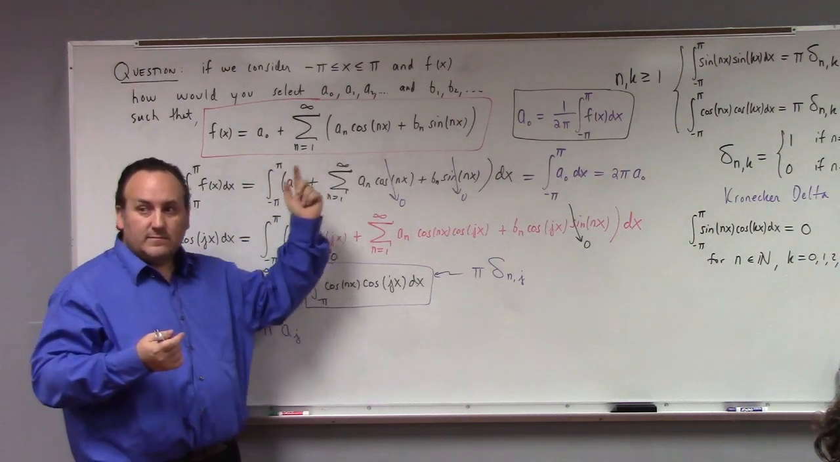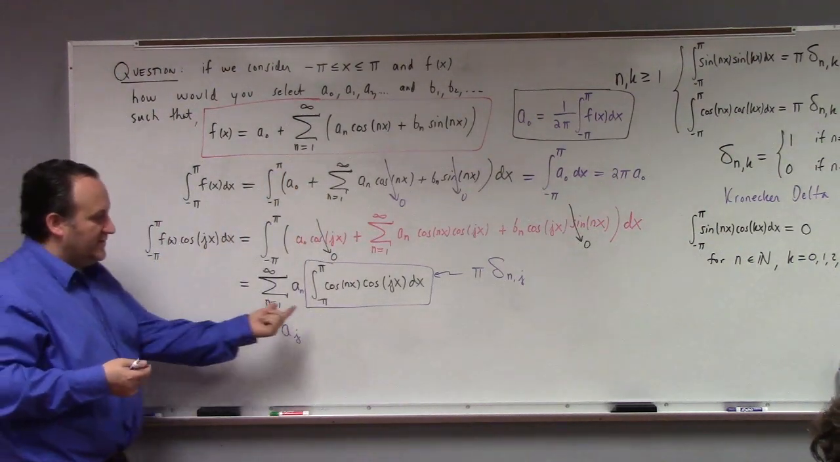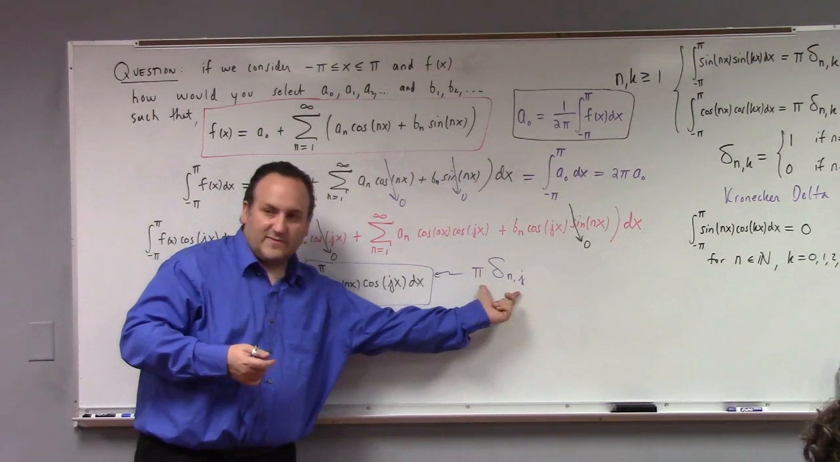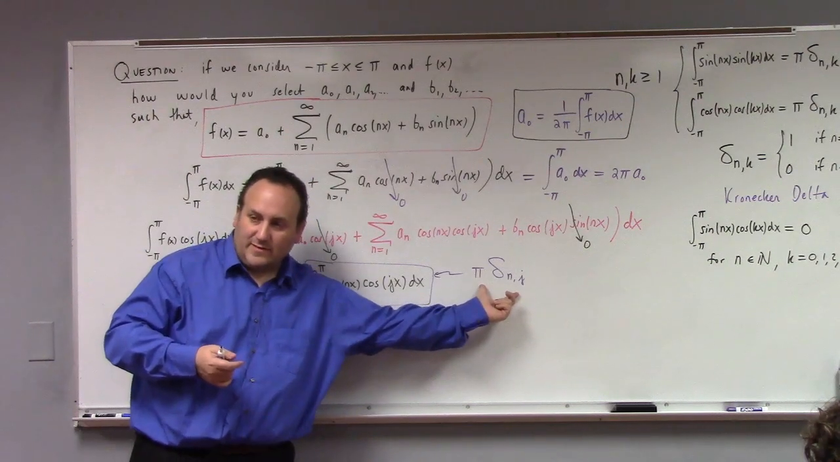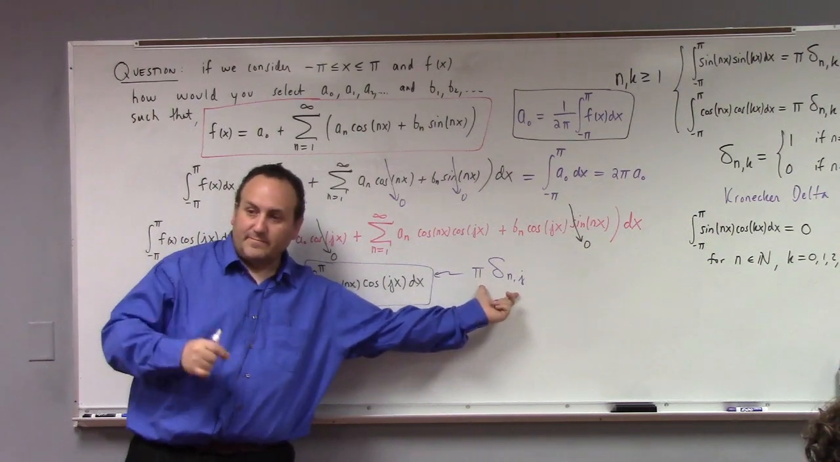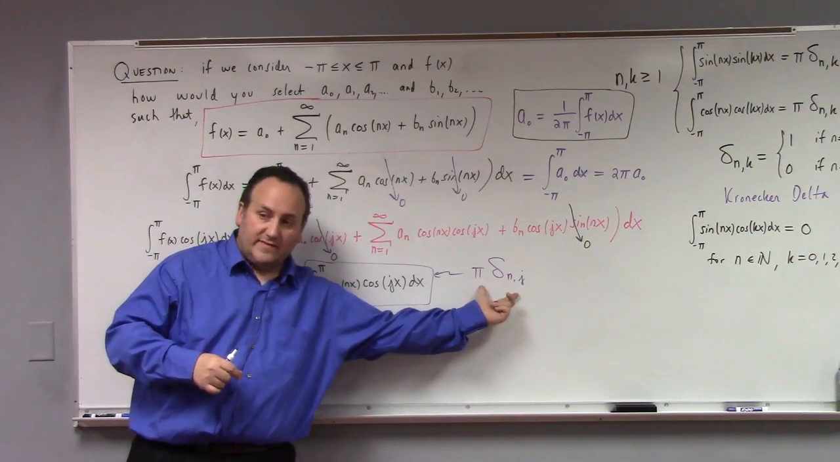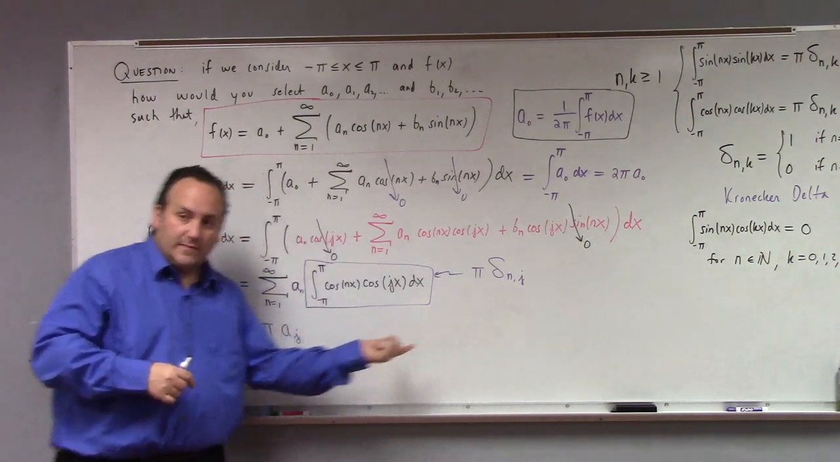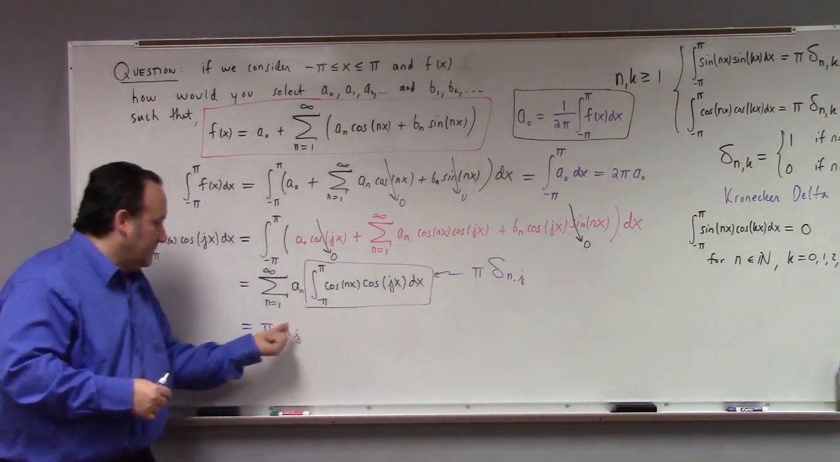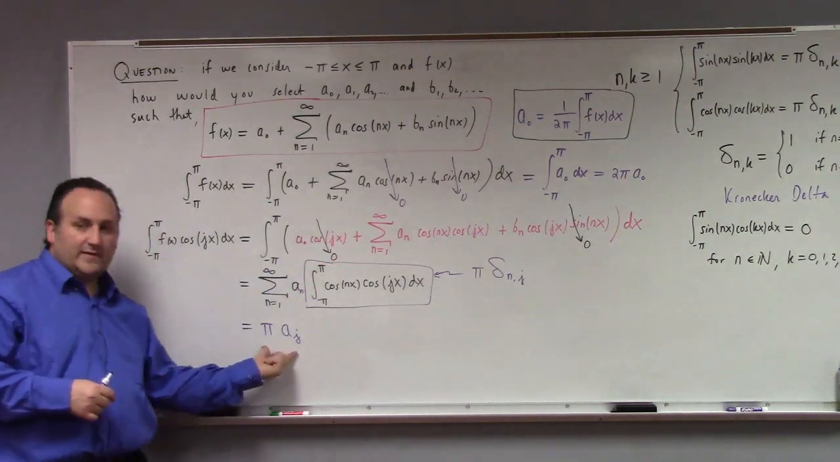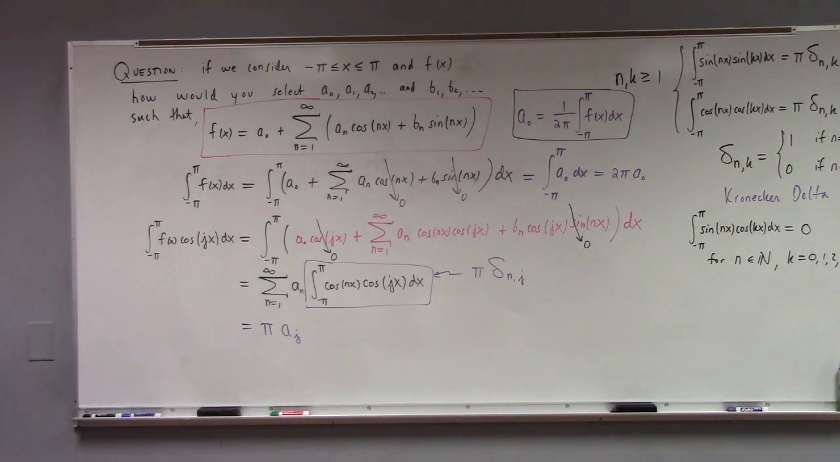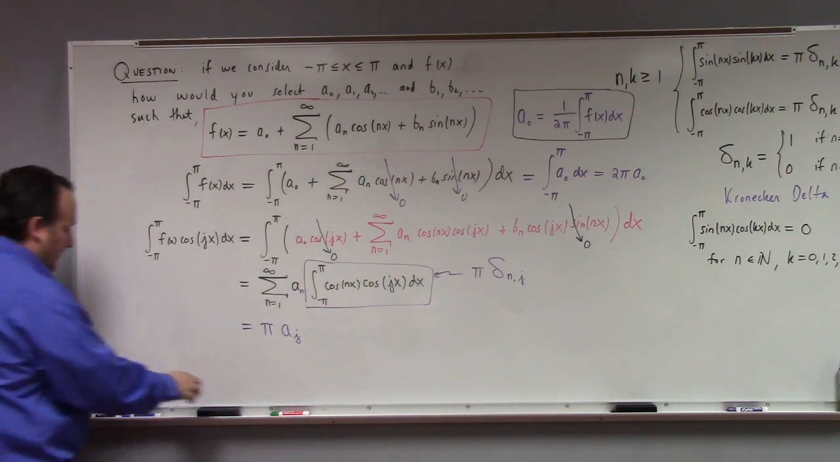No sum, no n. But this Kronecker delta is the natural enemy of the summation. It takes a summation and makes it into a single term, because this is always 0 except for when n equals j. So I just put n equals j and I get my pi, so pi a sub j. And it looks like I just found a formula for a sub j, right?